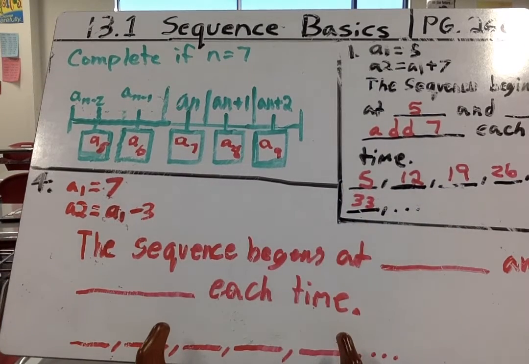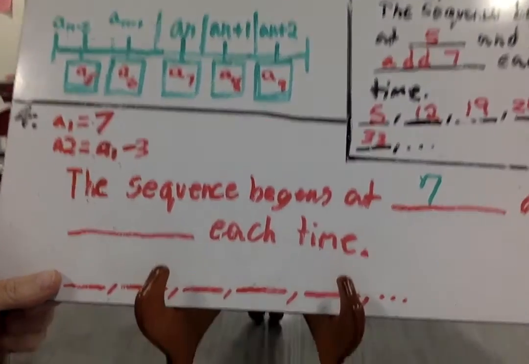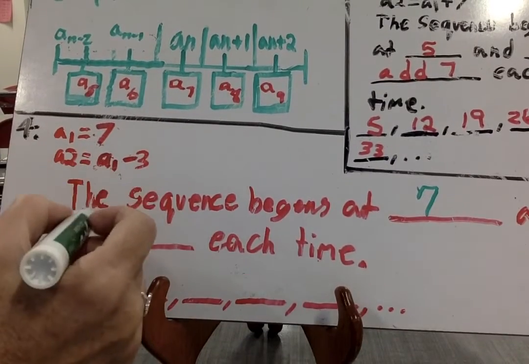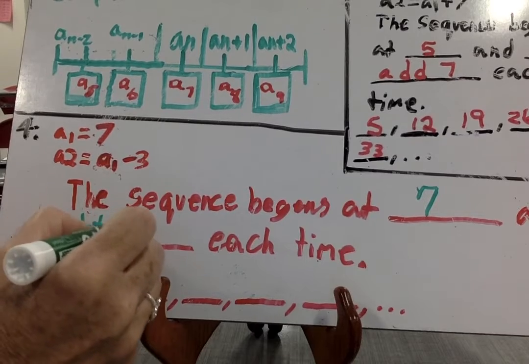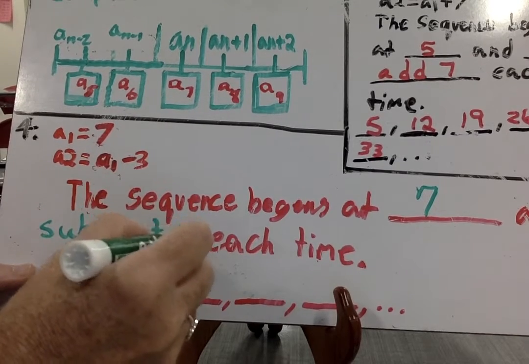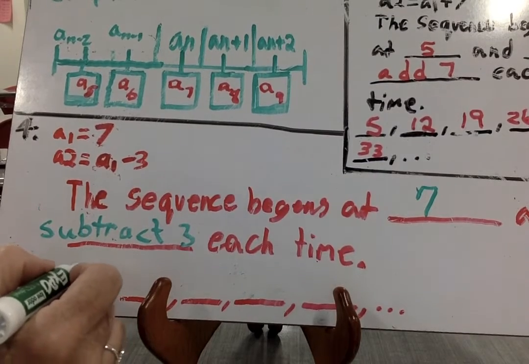Okay. Then I'm going to jump to number 4. A1 is 7, A2 is A1 minus 3. See how it's dependent on what A1 is. So the sequence begins at 7. Let's make sure you can see this okay. And does what? Subtract 3 each time. So when I write it down, it starts at 7.